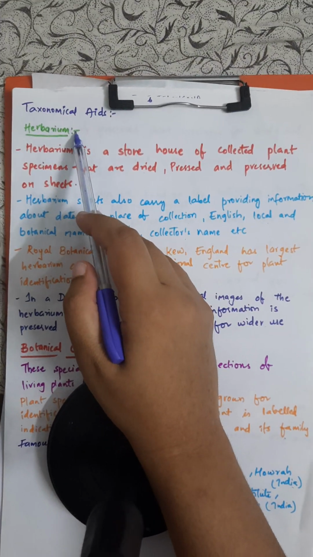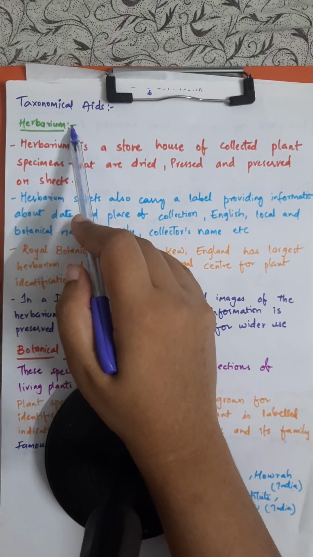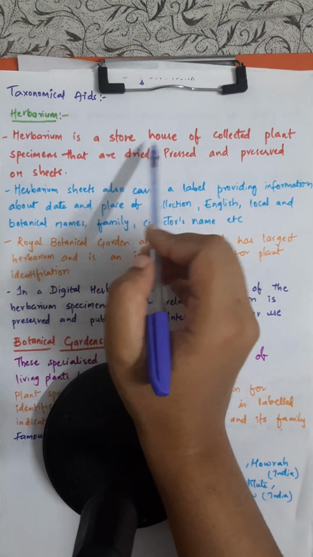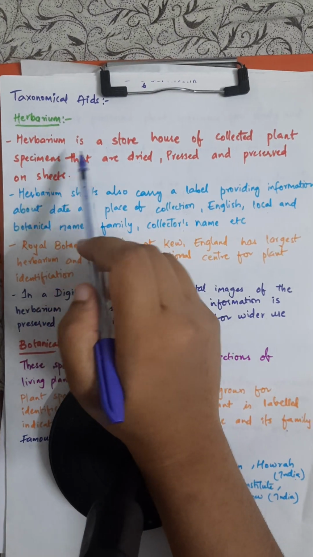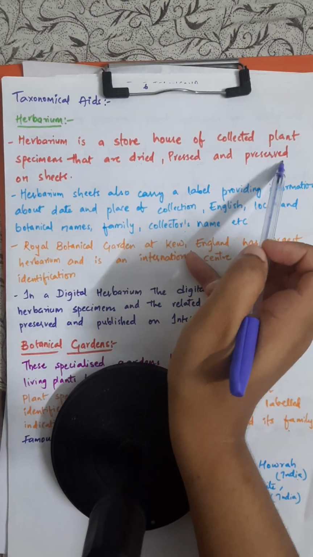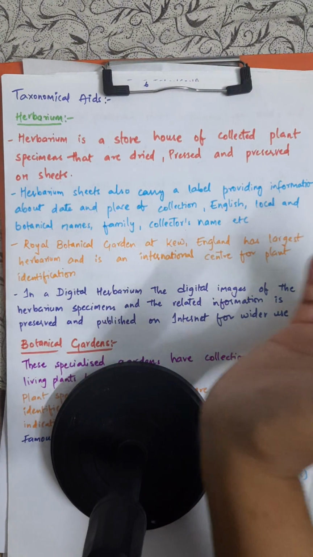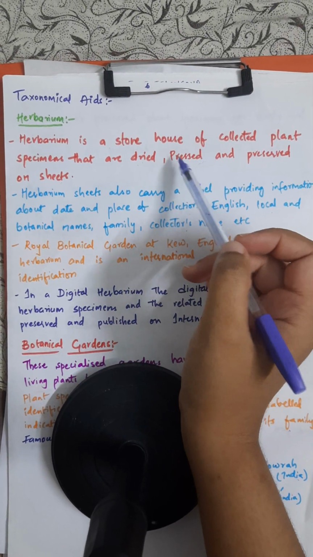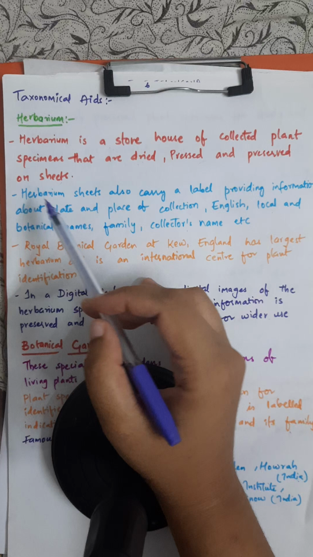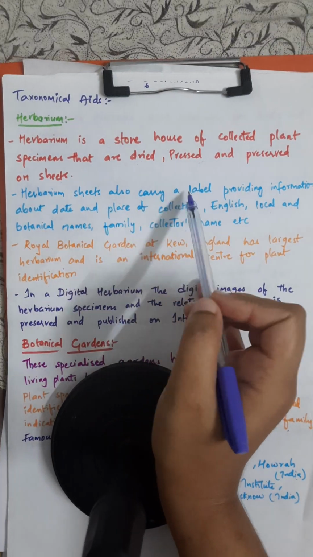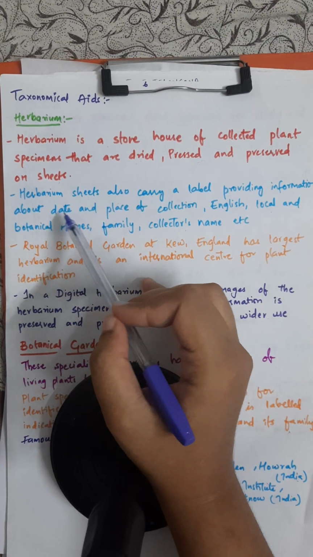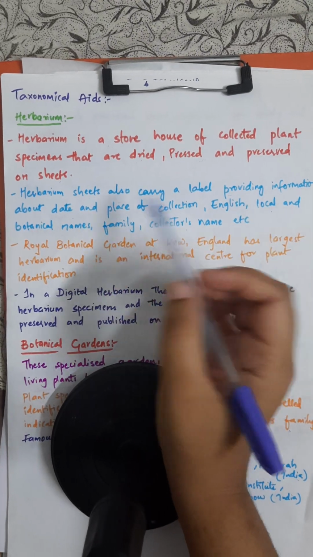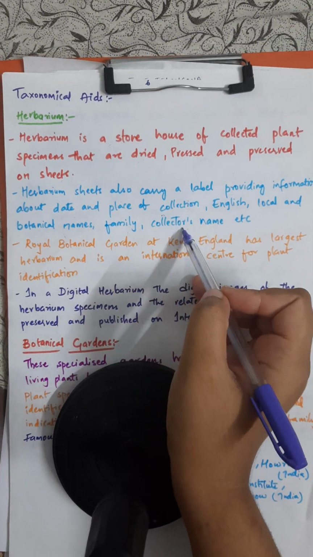First one is the herbarium. Generally for classifying the plants, herbarium is very important. Herbarium is a storehouse of the collected plant specimens that are dried, pressed and preserved in sheets. These are the sheets in which we press, dry and keep the specimens. Herbarium sheets also carry a label providing information about the date and the place of collection, English, local and botanical name, family, and collector names.